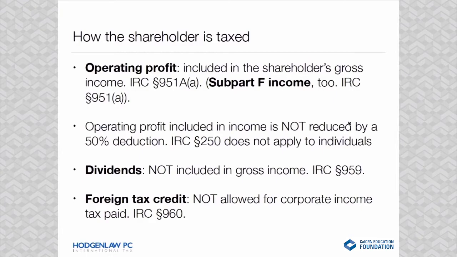Dividends. Dividends are not included in gross income. Yay. And this has been true since 1962, and it remains unchanged. And the foreign tax credit, in this El Clasico structure here, the individual shareholder does not get to take a foreign tax credit for the corporate income tax paid by the controlled foreign corporation.